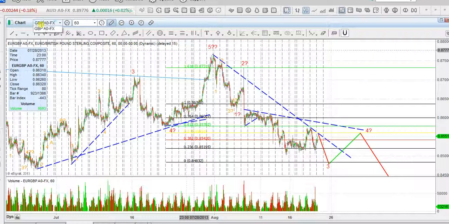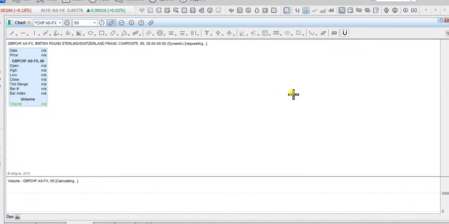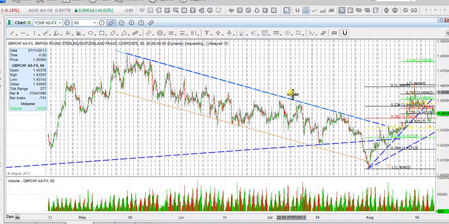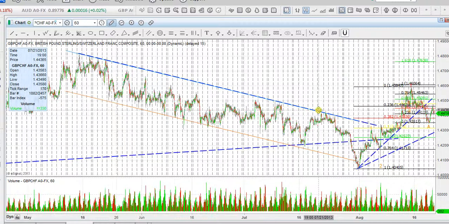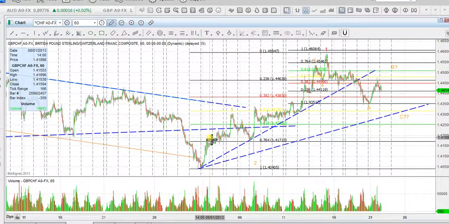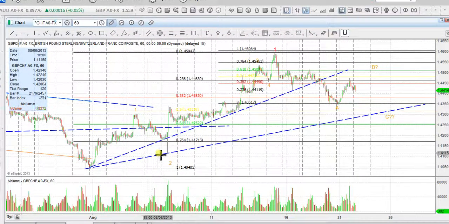Also jumping over to the Pound Swiss, I found this pair very interesting. It had broken a descending channel which had been intact for a couple of months, and finally broke through that in an impulsive fashion. We see we had wave 1 followed by 2, that was a 76.4% correction, then wave 3, which was the extended wave, then 4, and then something minor for wave 5. But do not rule out that this is a 1, 2, 3, and then what we're working on is wave 4.